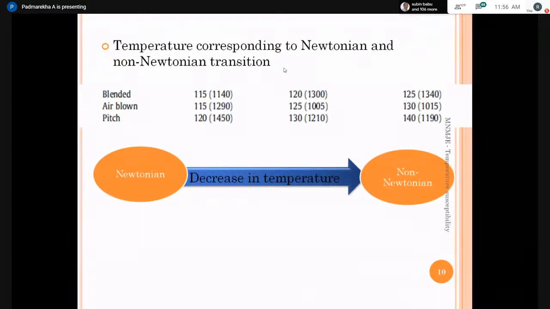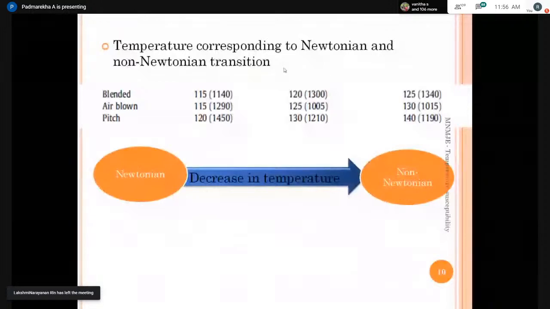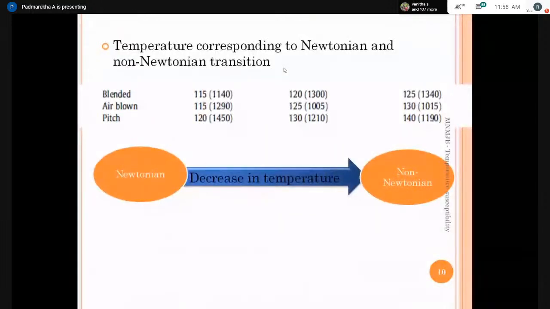You can imagine a bitumen to be a mixture of a solid kind of material that we call asphaltene, and a fluid kind of material that we call maltene. The fluid kind of material is volatile in nature. We know that bitumen is a hydrocarbon, and it is volatile in nature.